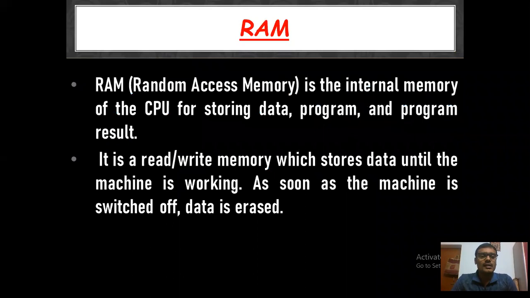So now coming to RAM. RAM means random access memory. It is the internal memory of the CPU for storing data, programs and program results. Whatever work you are doing on your computer, every work will be loaded on the RAM. RAM is a temporary memory, which means when you switch off the computer, when there is no current flowing in the circuit of your computer, the RAM will be erased. Whatever data has been stored on RAM will be erased. So you can say it is a read-write memory which stores data until the machine is working. As soon as the machine is switched off, data is erased from RAM.